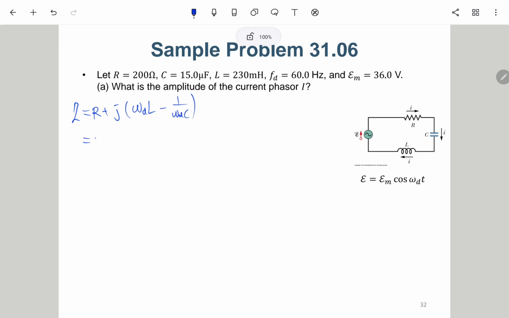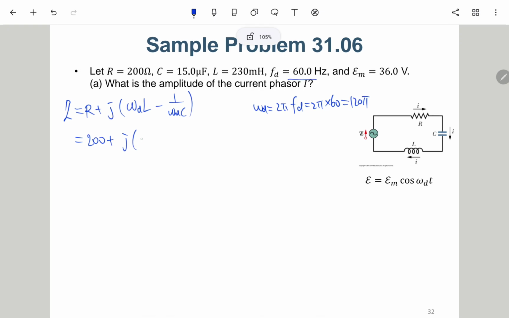So R is 200, and then j omega_d. Omega_d is 2 pi f_d, which is 2 pi times 60, which is 120 pi. So this is 120 pi times L, which is 230 times 10 to the negative third, minus 1 over 120 pi times C, which is 15 times 10 to the negative 6.